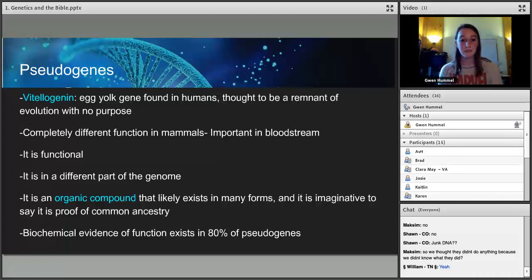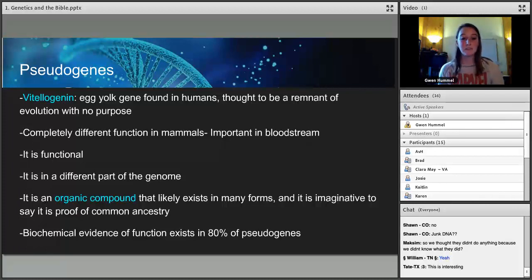So we know it is functional, and it's in a different part of our genome, which also shows that this couldn't be evolutionarily inherited. It's in a different place. It's just the same gene. We also know that it's an organic compound that likely exists in many forms in many different animals, and it is imaginative to say it's proof of a common ancestry. It's a pretty big stretch to say, even though we have the same thing, but it's in a different place, that means we came from a common ancestor.